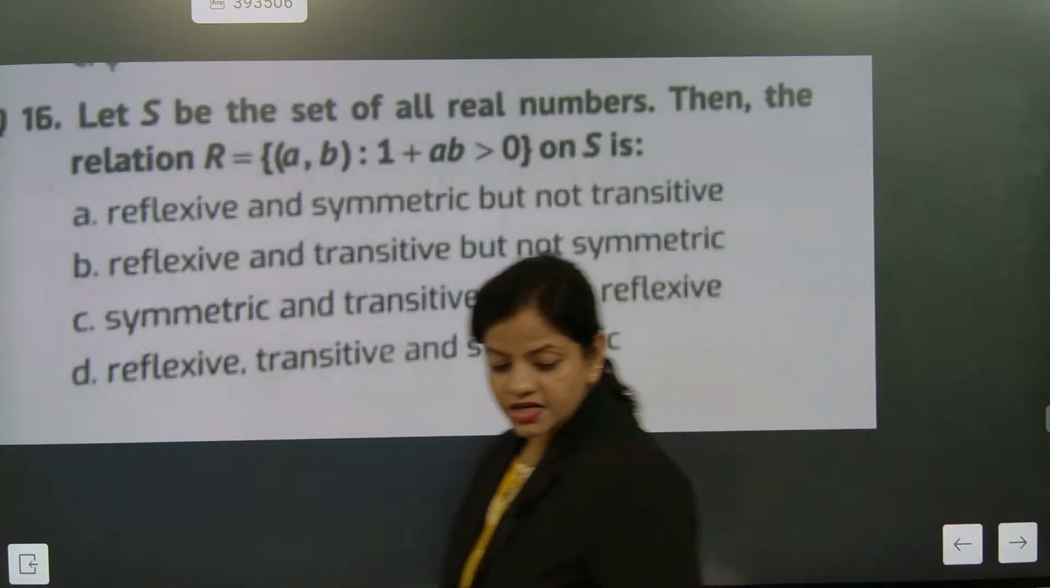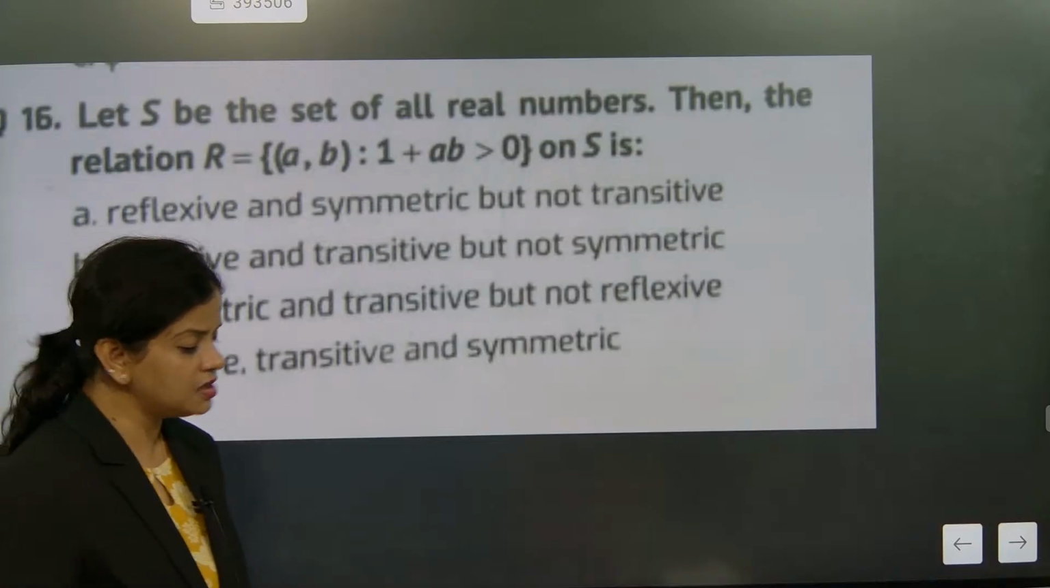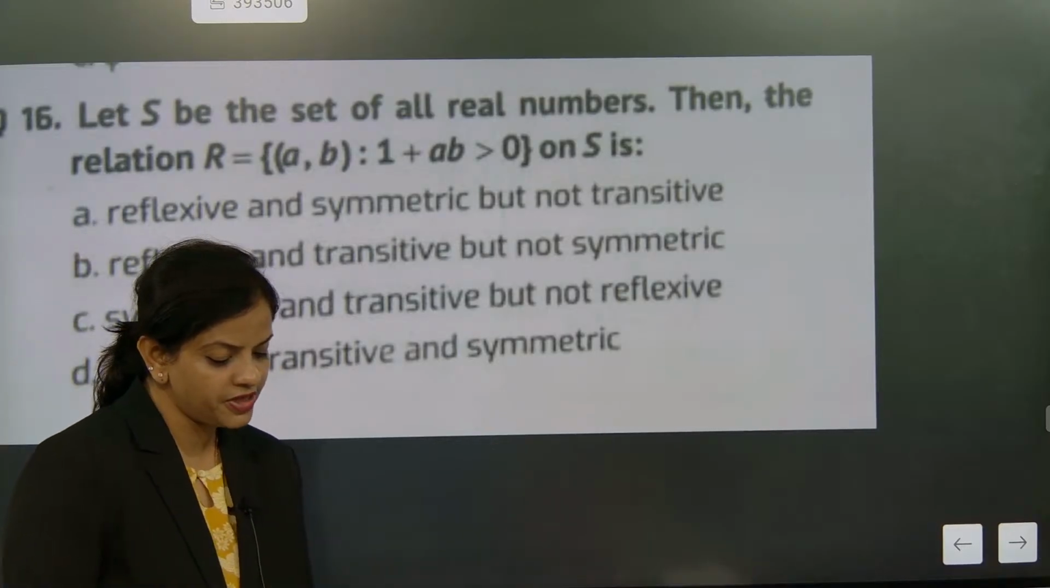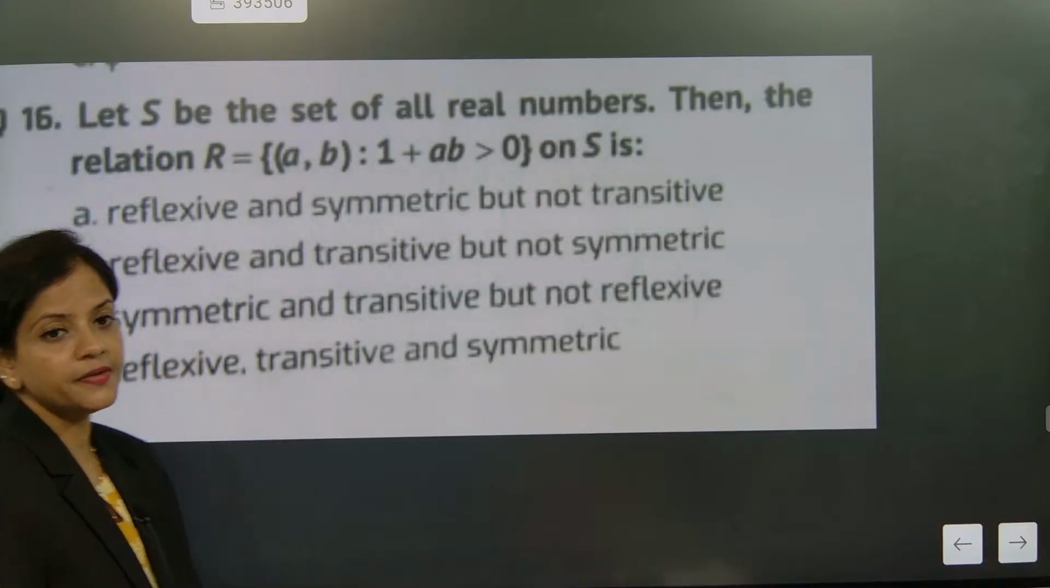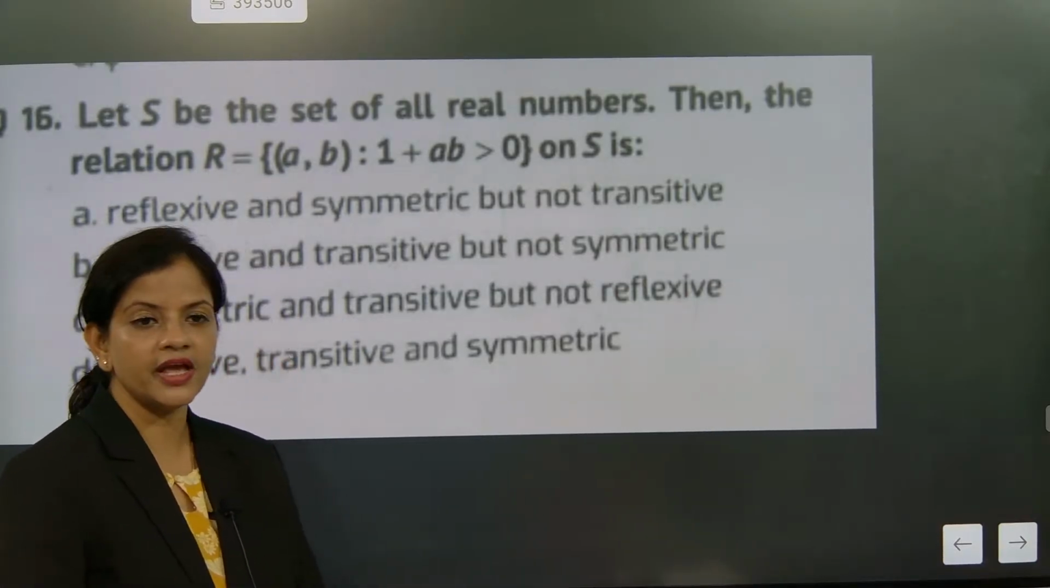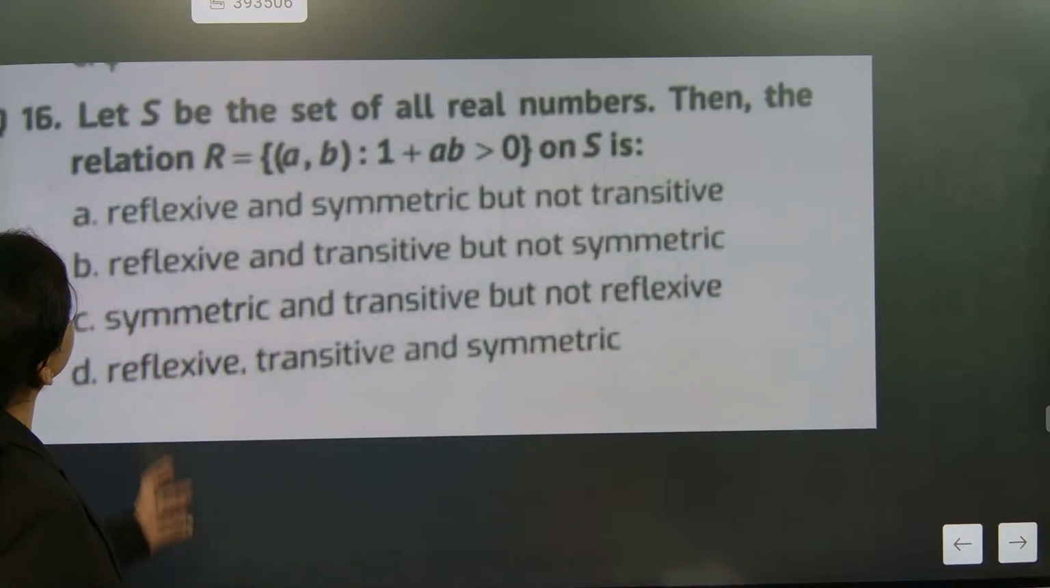What is the correct answer coming here? Options. What is the correct answer, please? Say. Reflexive and symmetric, not transitive. Online one person has answered. It is coming as A. She is telling. Let's see.